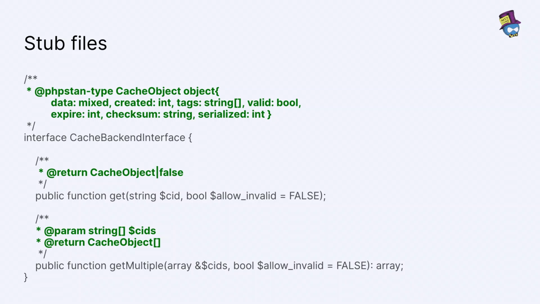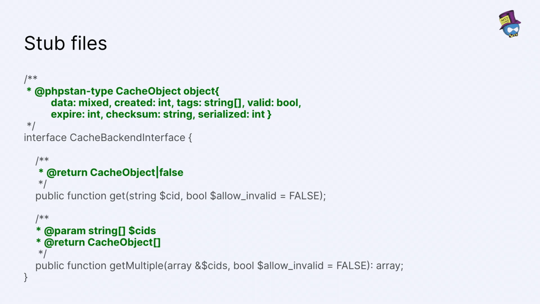So with cache backend interface, whenever you get a cache object, it's always a generic object with certain properties on it. This at the top says cache object has data of mixed, because we don't know what the content is. There's a created integer timestamp. Tags, that's an array of strings, if it's valid, etc. And then it says on the get method, it's going to return a cache object. It's not a real class, but we've told phpstan that it is.